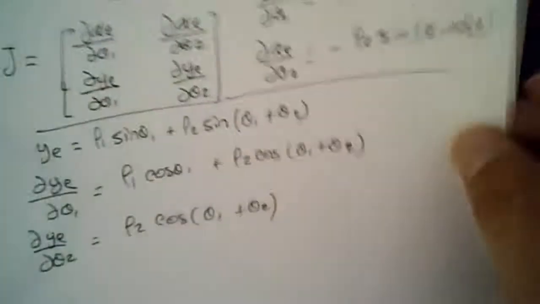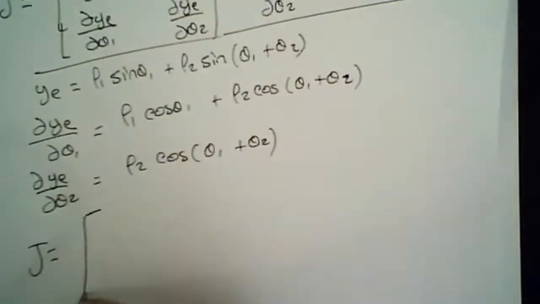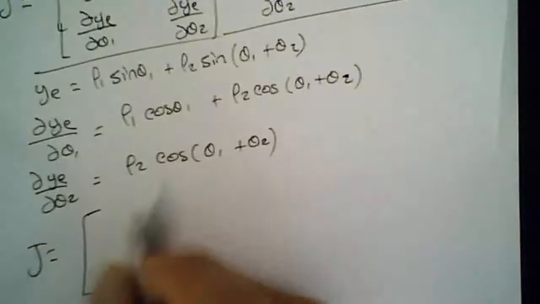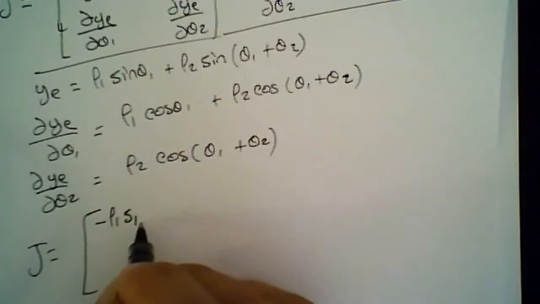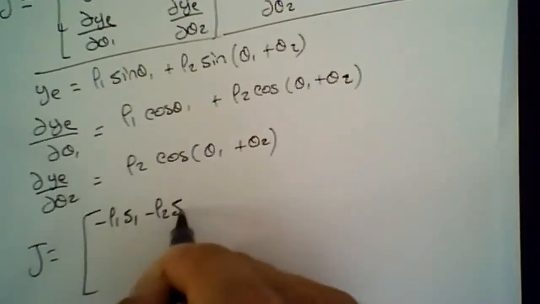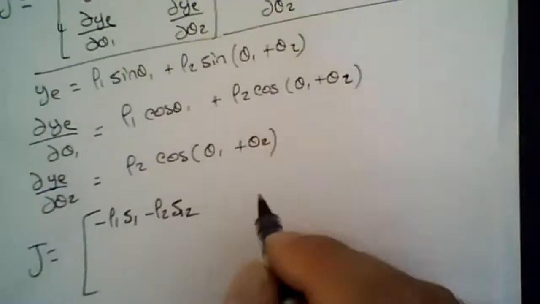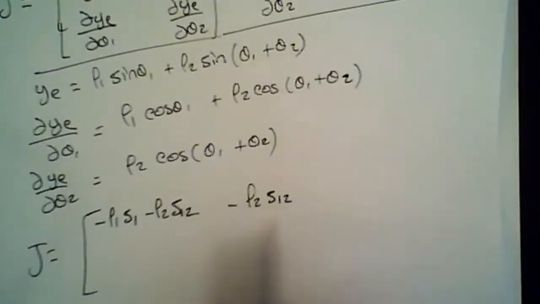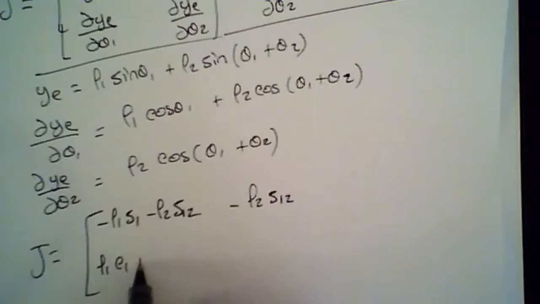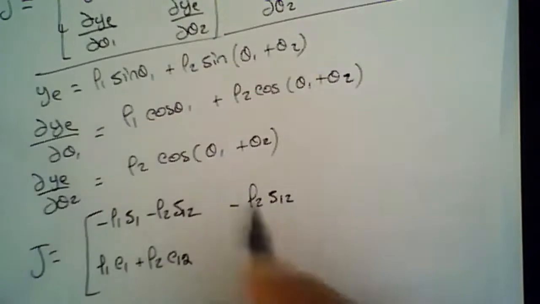So the Jacobian for this 2 degree of freedom robot is given to you as what? The first entry is dxe d theta 1, which is equal to minus L1 sine theta 1, simply S1, minus L2 S12. Now dxe d theta 2 is equal to minus L2 S12, which is sine of theta 1 plus theta 2. The second row is dye d theta 1, which is equal to L1 C1 plus L2 C12. And then I have dye d theta 2, which is equal to L2 C12.